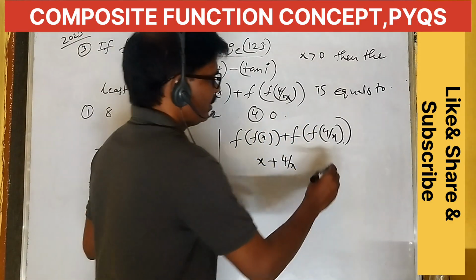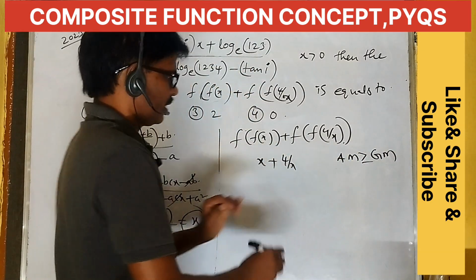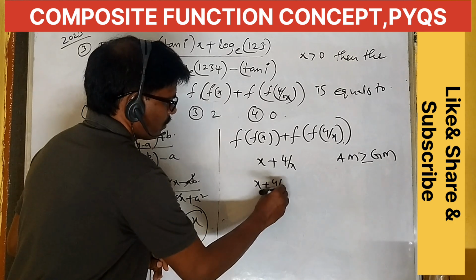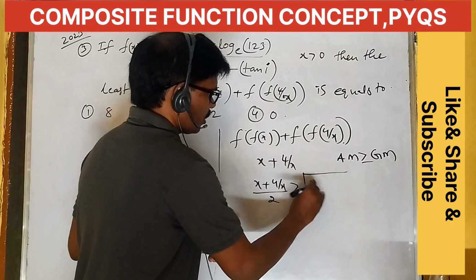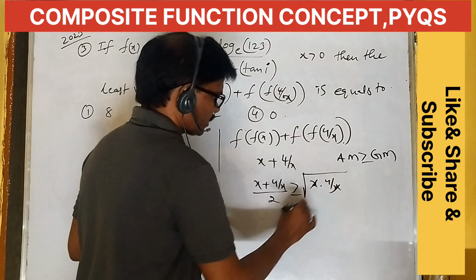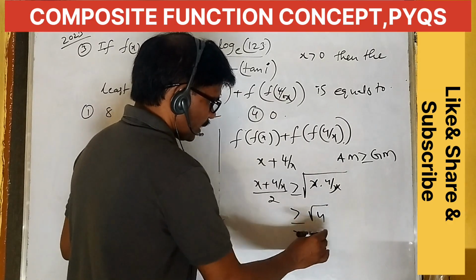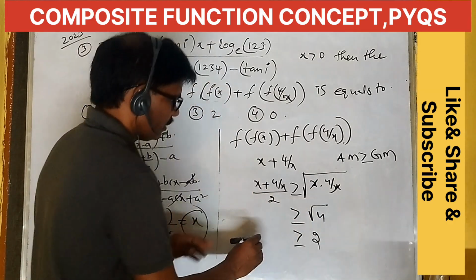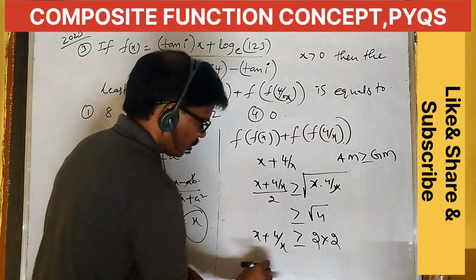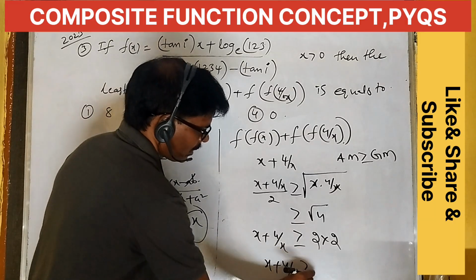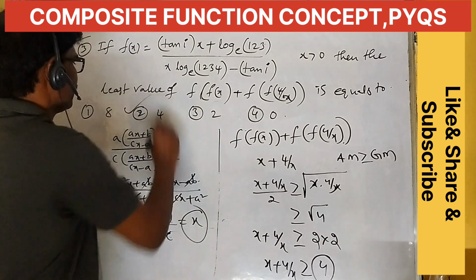What is the formula here? AM greater than or equal to GM, arithmetic mean greater than or equal to geometric mean, right here. Arithmetic mean is x plus 4 by x by 2, greater than or equal to square root of x into 4 by x, x cancels. This is greater than or equal to root 4, which is 2. Here 2 also is there. X plus 4 by x is greater than or equal to 2 into 2, which is 4, the least value. Our answer is equal to 4.